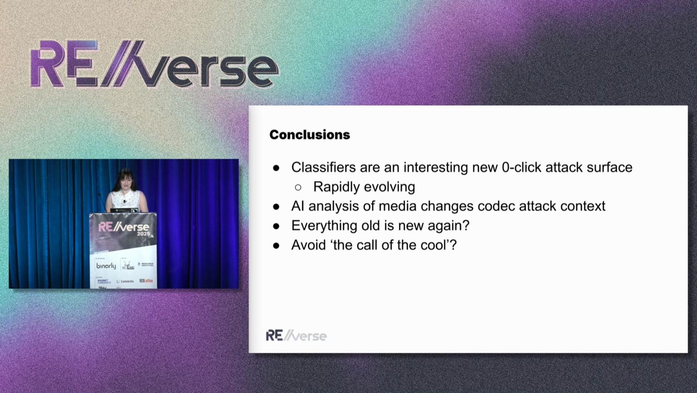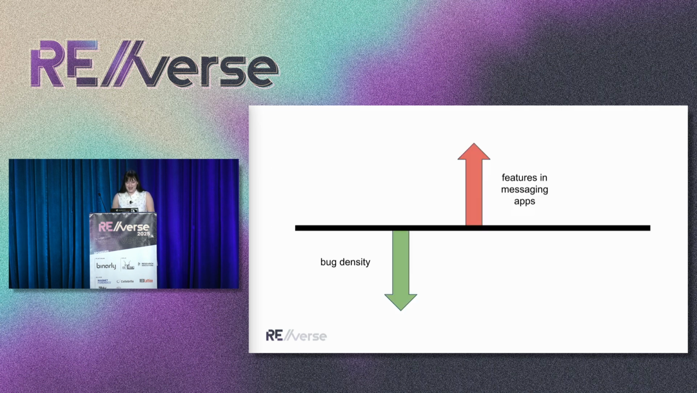Finally, avoid the call of the cool. And I hate to stand up here, beginning this new conference, and be like, don't do cool things. But, and please, do cool things. It's very important to do cool things. But also, if I could go back in time, I would have probably spent only 1 month on classifiers and spent a lot more time going over the more usual sources of vulnerabilities in messaging clients. And what I do think I really learned here is that there will always be new challenges and new opportunities in this space.